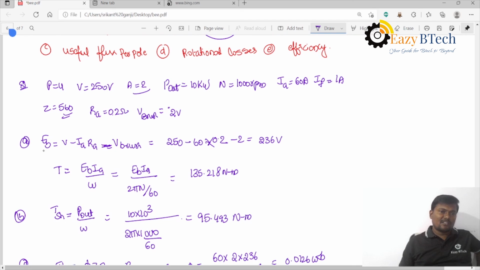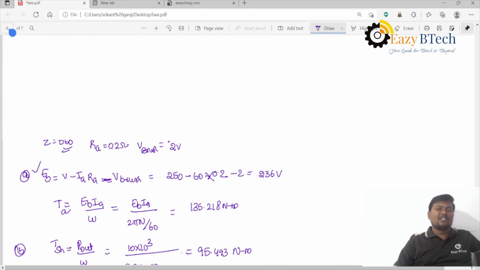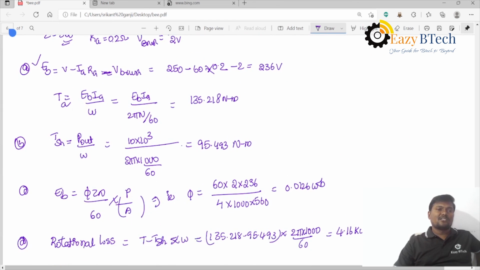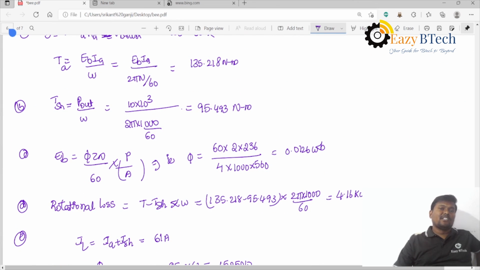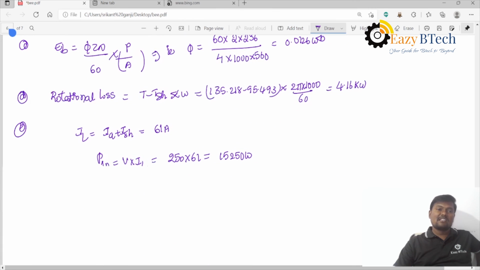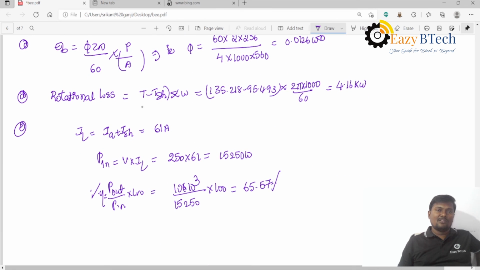The total torque means the torque developed by the armature, EB into Ia by omega. First calculate the back EMF and substitute the value, and the useful torque is called the shaft torque. Then Ta minus TSH will give the lost torque. The back EMF is EB equal to phi Z N by 60 into P by A, where phi is the useful flux per pole. From that you can calculate the flux. The rotational losses is equal to lost torque into omega. Then I got the rotational losses.